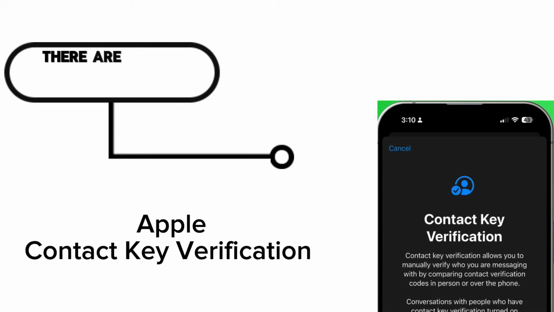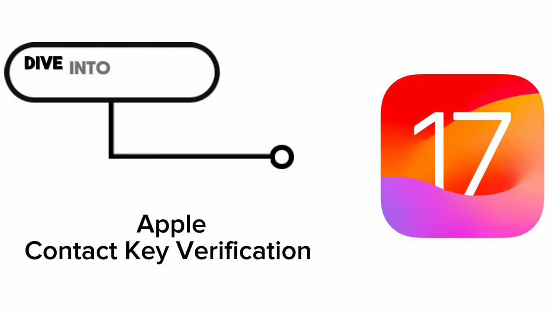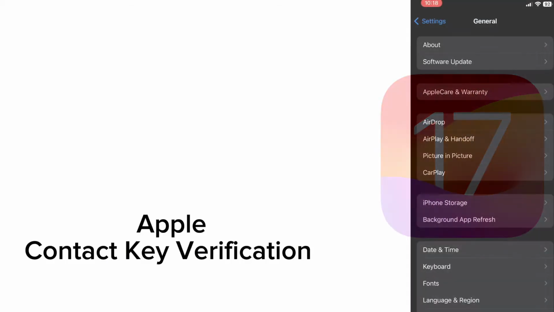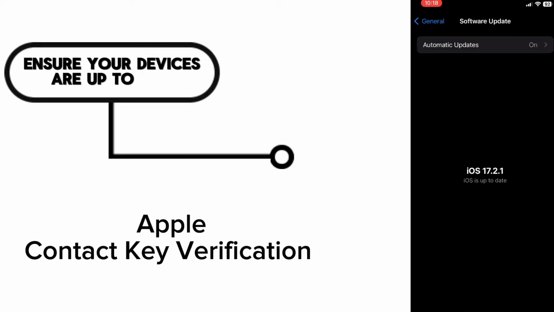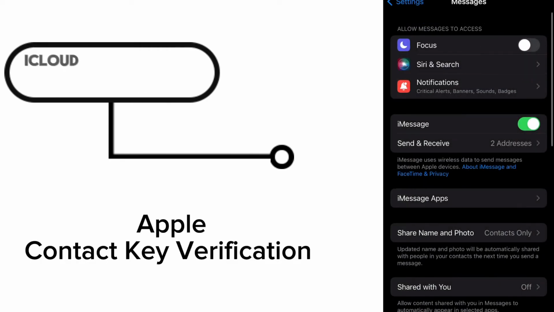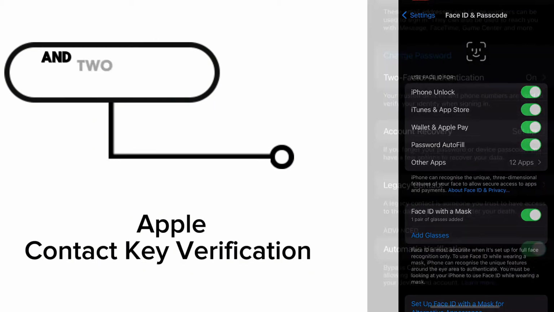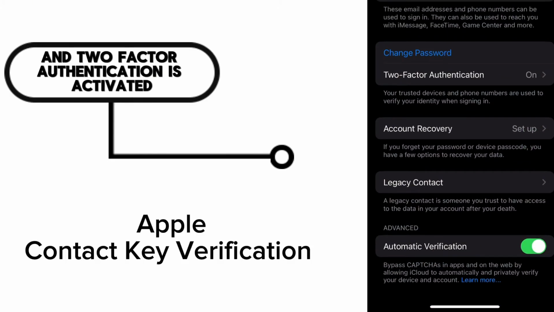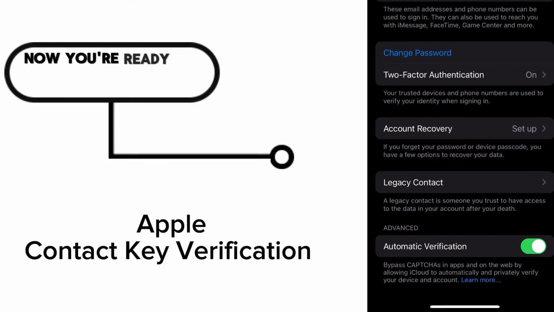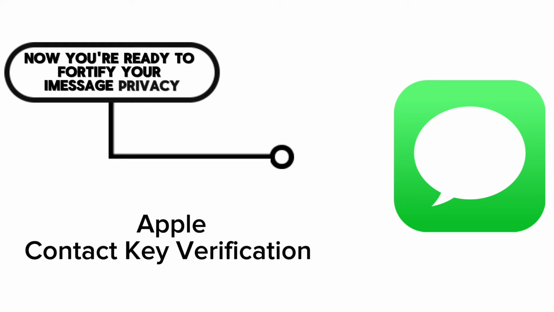But wait, there are a few prerequisites before you dive into contact key verification. Ensure your devices are up to date, iMessage is turned on, iCloud Keychain and contacts are enabled, a passcode is set, and two-factor authentication is activated. Now, you're ready to fortify your iMessage privacy.